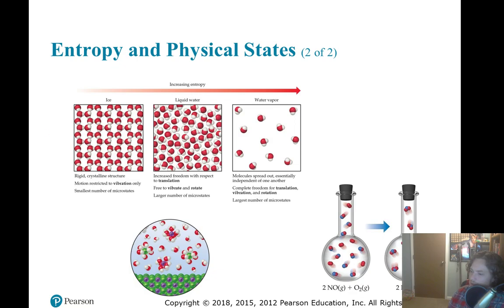Notice also that this compound down here, some ionic compound with purple and green, positive and negative, as it gets dissolved and dissociated into the water, its entropy also increases. And then finally over here you've got nitrogen monoxide reacting with oxygen to form nitrogen dioxide. You're starting with 3 moles of gas here, and you're only getting 2 moles of gas here.